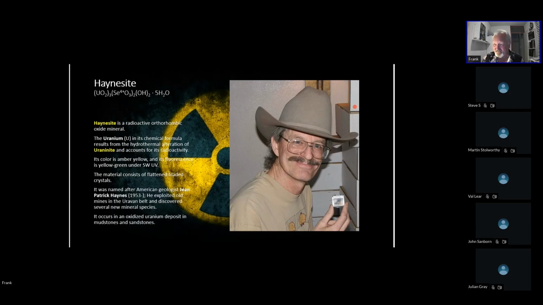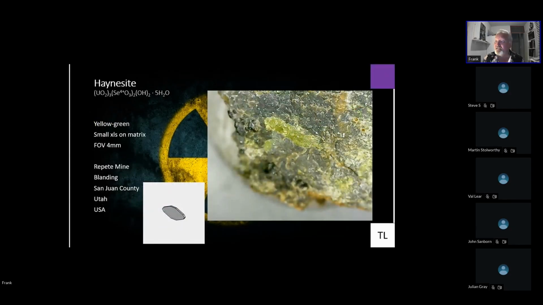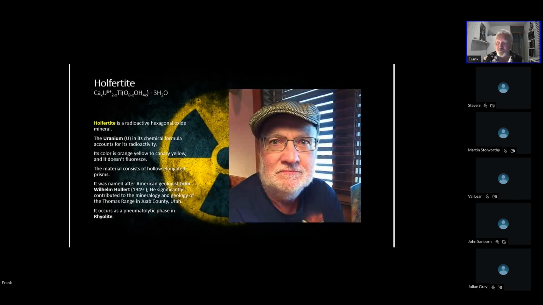Haynesite, another orthorhombic oxide mineral. Color is amber yellow, and its fluorescence is yellow-green under shortwave UV. The material consists of flattened platy crystals, and it was named after American geologist Jean Patrick Haynes. He exploited the mines in the Uravan belt and discovered several new mineral species. It occurs in an oxidized uranium deposit in mudstones and sandstones, like the one here from the Repete mine in San Juan County in Utah.